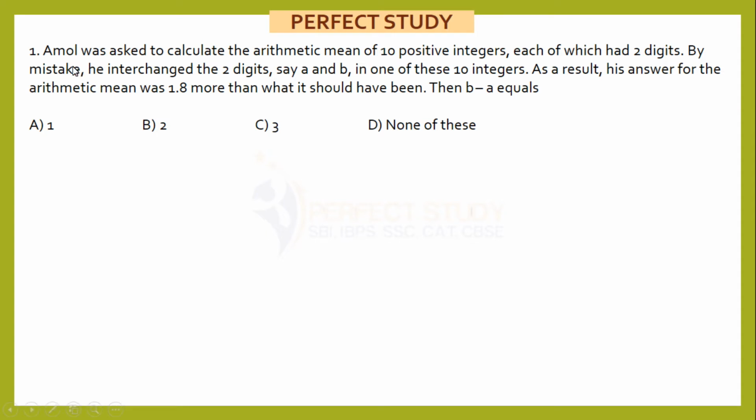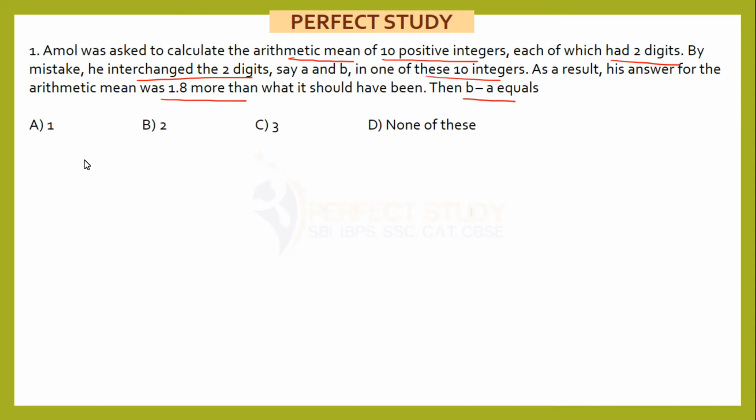Amol was asked to calculate the arithmetic mean, means average, of 10 positive integers, each of which had 2 digits. By mistake, he interchanged the 2 digits in one of these 10 integers. As a result, his answer for the arithmetic mean was 1.8 more than what it should have been. Then b minus a equals what?